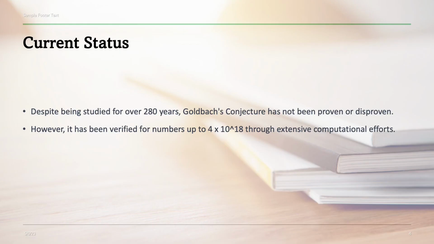This slide discusses the current status of Goldbach's conjecture. Despite being studied for over 2 centuries, the conjecture remains unsolved. However, extensive computational efforts have verified the conjecture for even numbers up to 4 times 10 to the 18. The fact that the conjecture has not been disproven for such large numbers provides some evidence that it may be true. Nevertheless, a proof of the conjecture remains elusive.